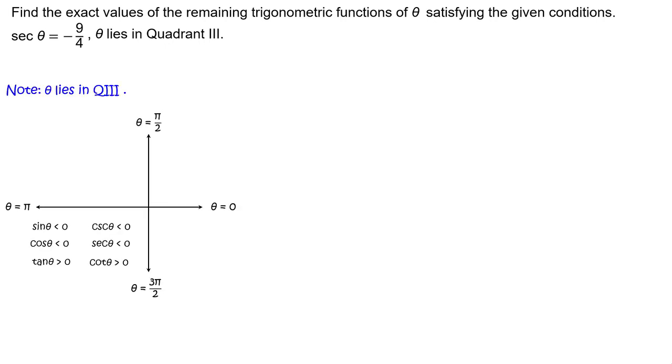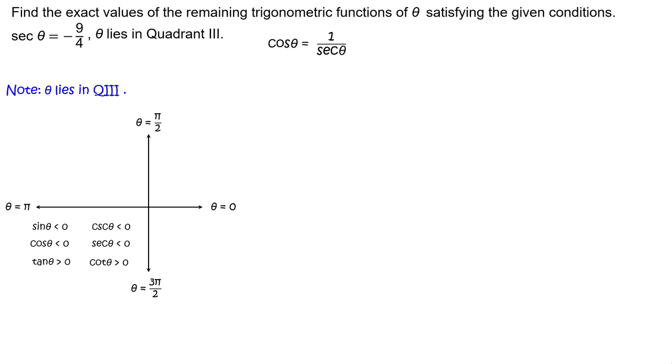First, note that knowing that theta lies in quadrant 3 tells you that the values of sine of theta, cosecant of theta, cosine of theta, and secant of theta are negative, and the values of tangent of theta and cotangent of theta are positive. Begin by finding the value of cosine of theta.